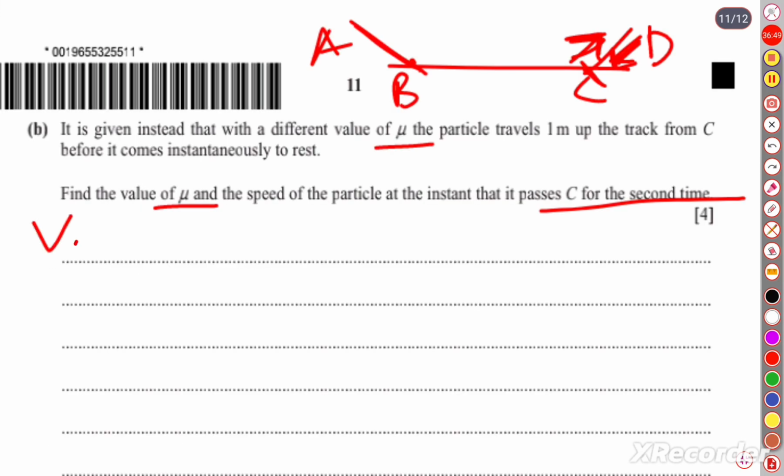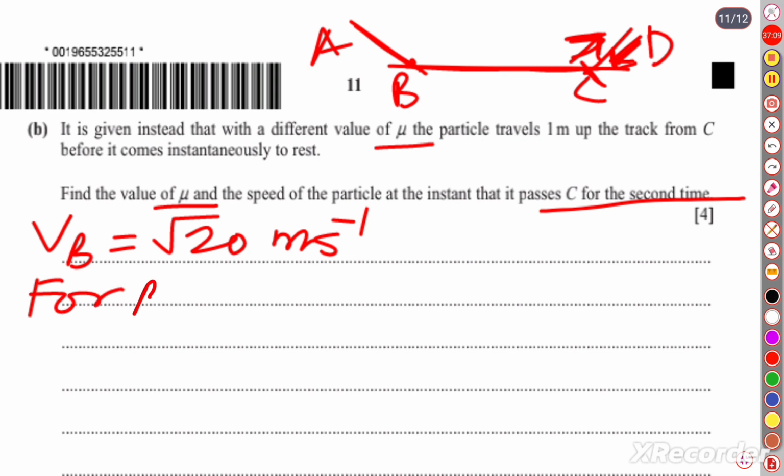Velocity at B is equal to square root of 20 meters per second. We have extracted this from question number 1. Then we will find the acceleration on the surface BC. It's actually all the same as the previous question. We can copy this for B to C.